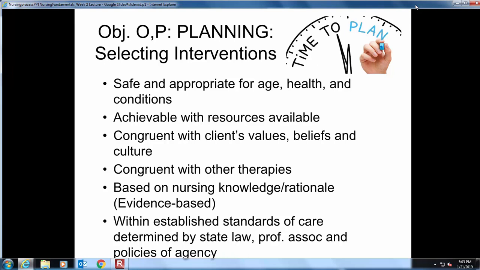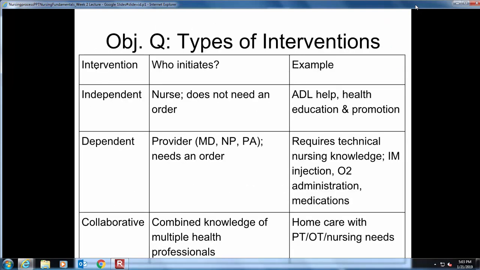Cite your resources to show that your interventions follow evidence-based practice. Evidence-based means there's research or evidence to support it. It also must be something that falls within the nurse's scope of practice. These are the types of interventions you develop in your care plan.